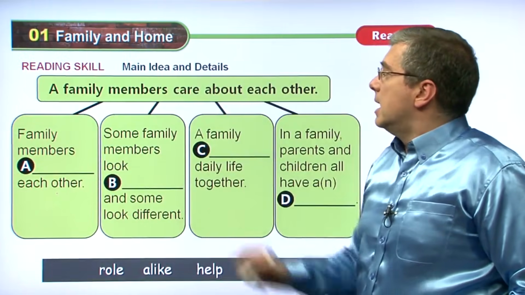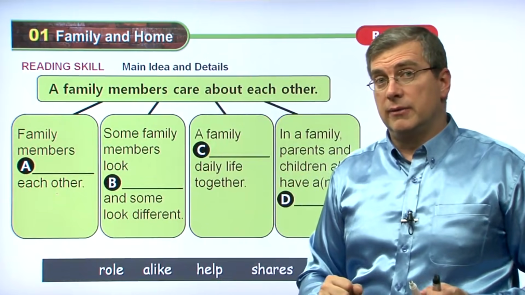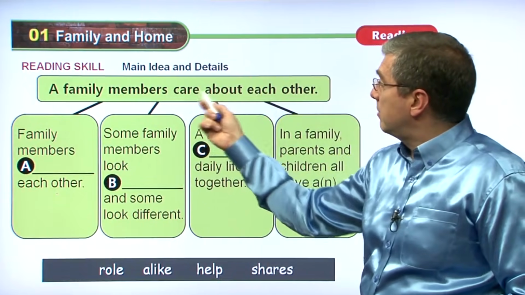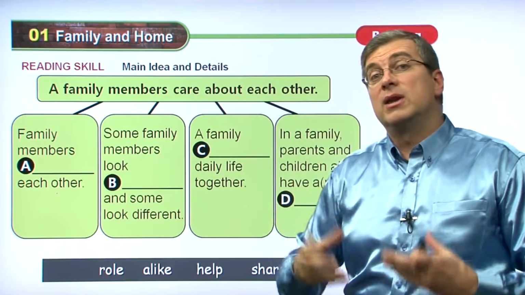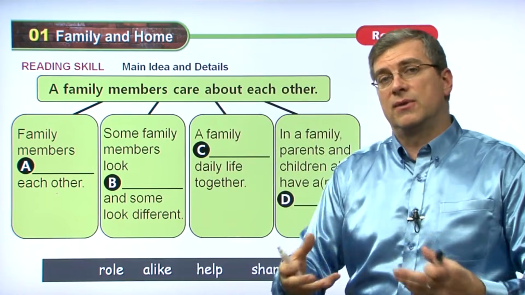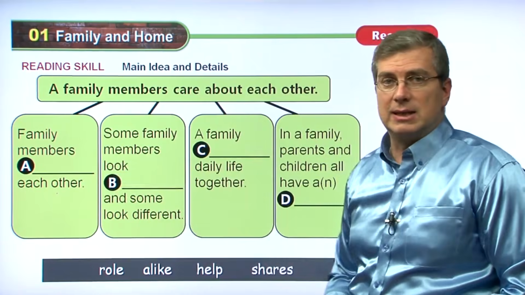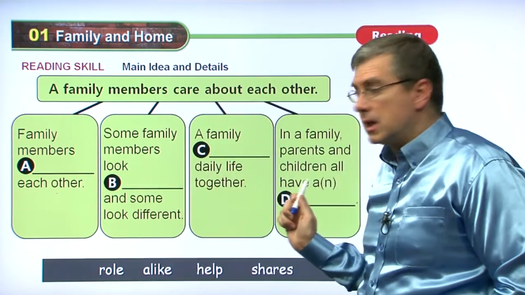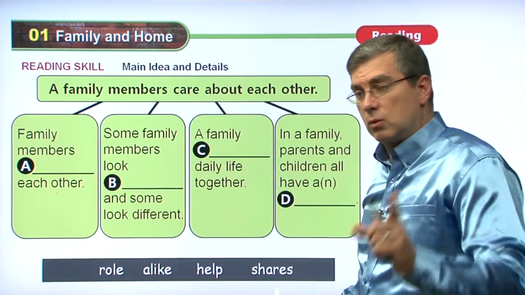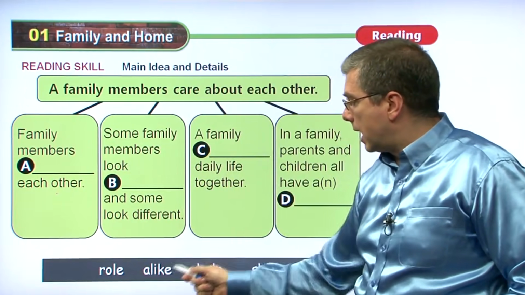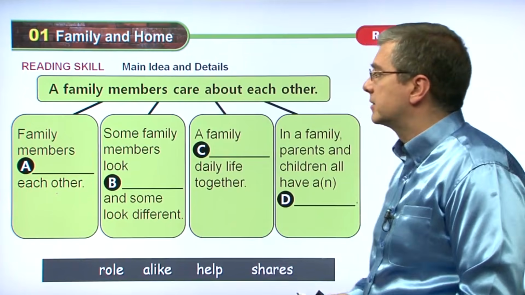Okay. Our reading skill is main idea and details. The main idea of this reading passage is that family members care about each other. We care about each other by fulfilling different roles and doing different things in the family. What are the details that support this idea? We have 4 details, we have 4 blanks, and we have 4 words to fill in the blanks. The words are role, alike, help, and shares. Let's put those words in the blanks.